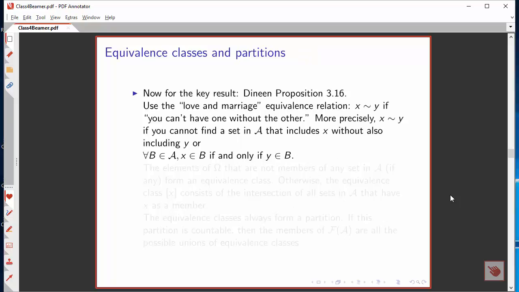Now let me give you the key result. This is proposition 3.16 in Dineen, and I call this the love and marriage equivalence relation.